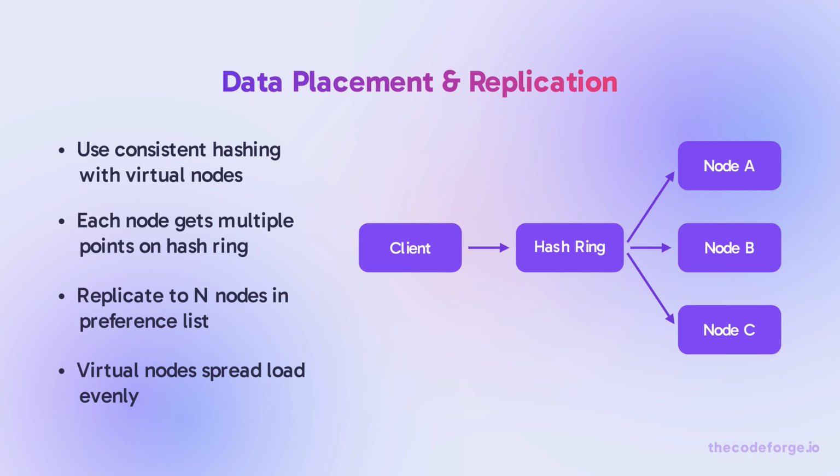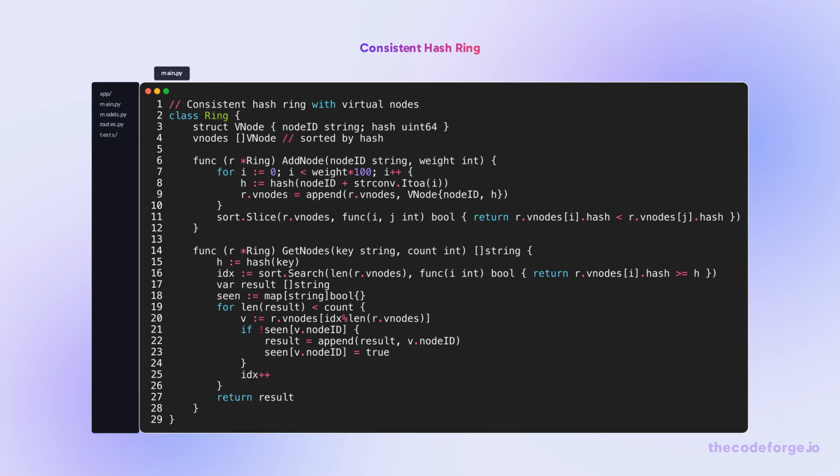Instead of a central location service, use consistent hashing with virtual nodes. Each node gets multiple points on the hash ring. When you write an object, you hash the key and find the next n nodes on the ring. This code implements a consistent hash ring with virtual nodes. The addNode method creates virtual nodes by hashing the node ID with an index. getNodes finds the next n unique nodes on the ring for a given key.